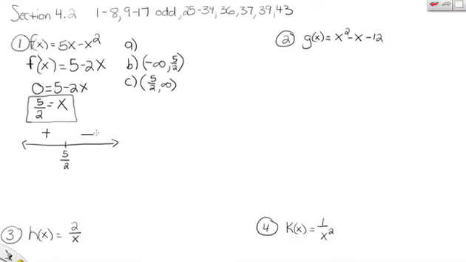Since we go from positive to negative, we know that the point 5/2 is a local maximum at x equals 5/2. And the max is... find the local extrema. You know what, I'm going to let you find that to save time. So f of 5/2 is my maximum. And that's it.